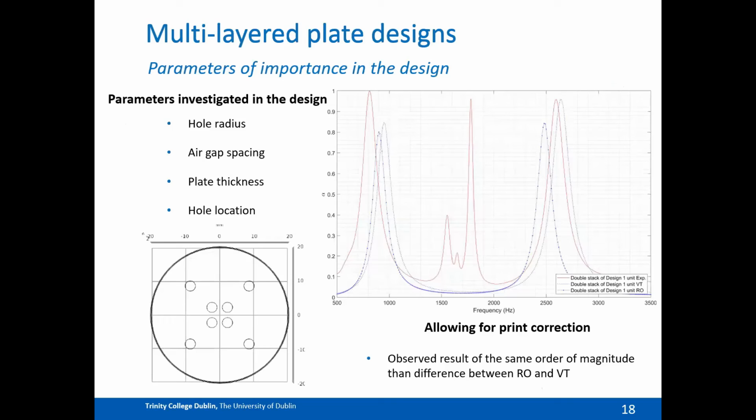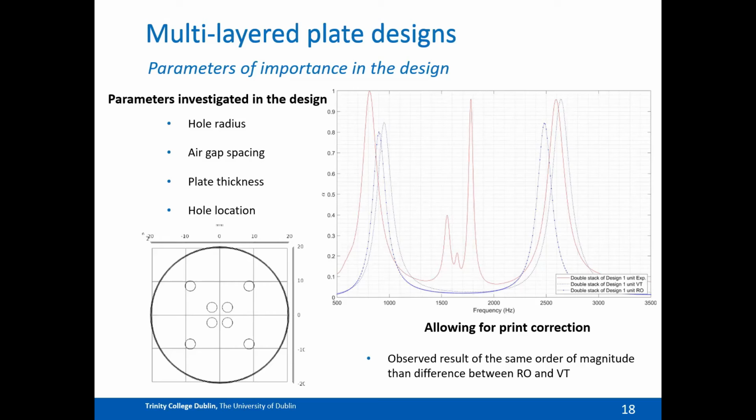So in this sort of design, the parameters that were deemed to be important were the hole radius, the air gap spacing, your plate thickness, and the hole location. So those are just results which show the difference between numerical and experimental.